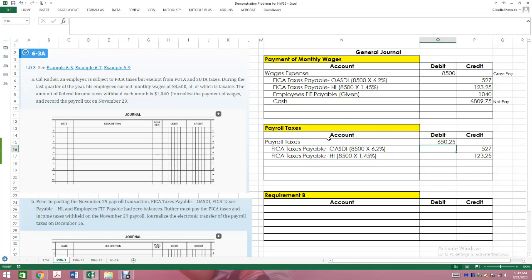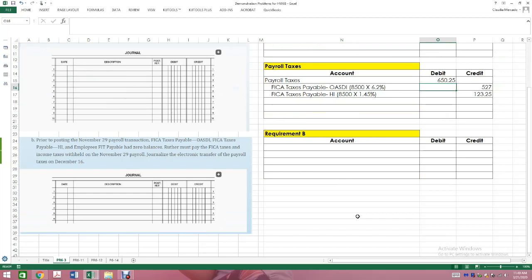Okay, so this is your payroll entry. You're going to debit payroll taxes of $650.25, and you're going to credit your FICA taxes payable OASDI for the $527 and FICA taxes payable HI for $123.25. Now let's look at requirement B.